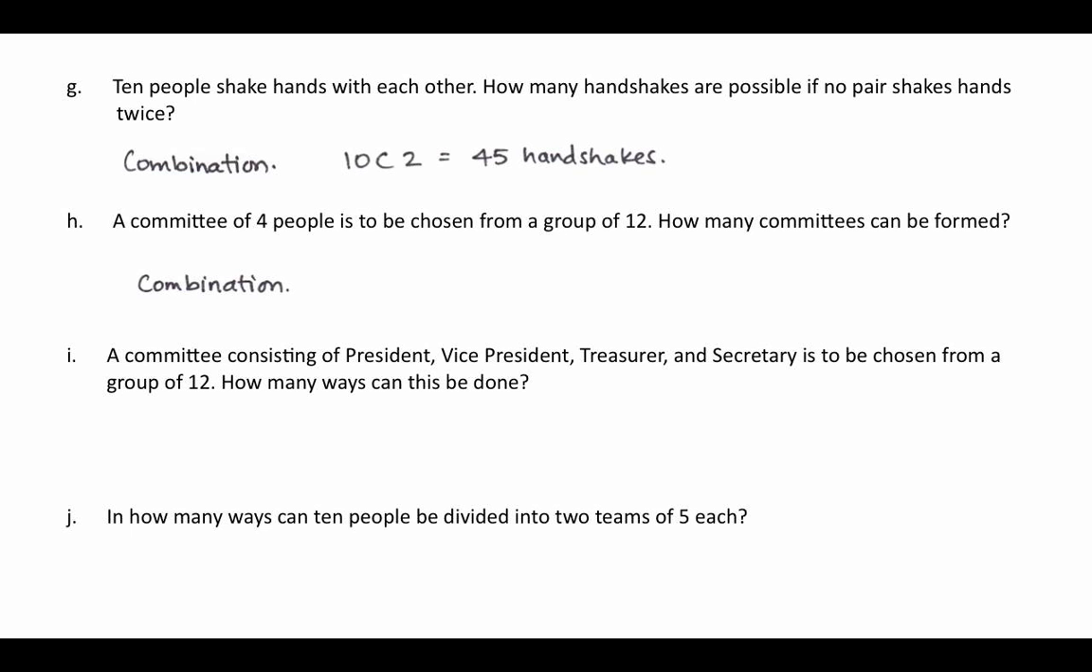And we have 12 people. We're choosing 4 of them. 495 different committees. There you go.